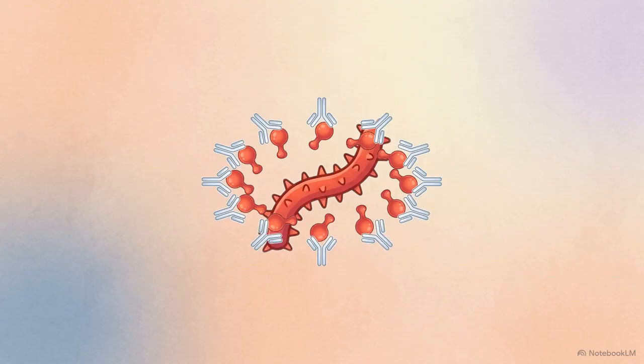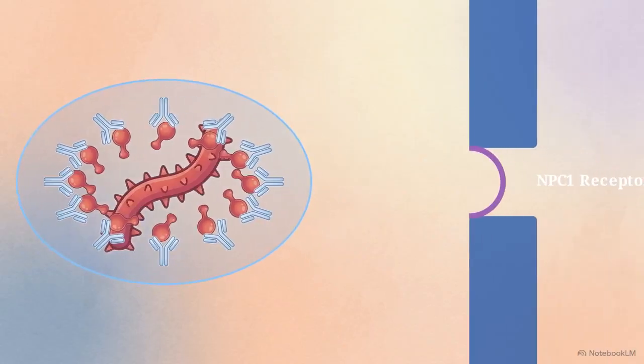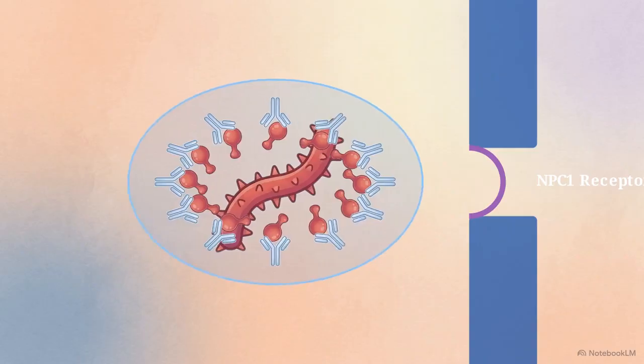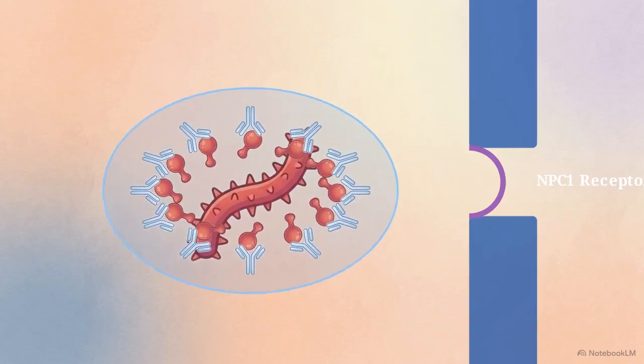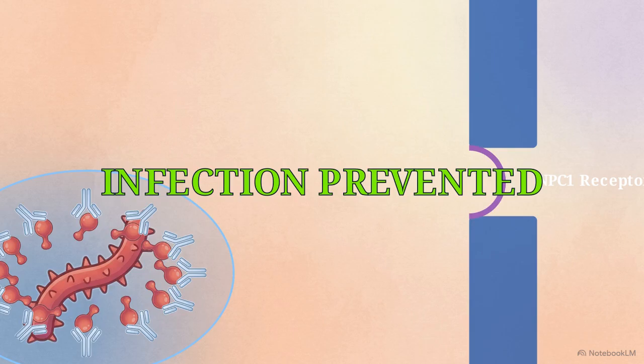They physically coat the virus, acting as a molecular shield that prevents the virus from interacting with cellular surfaces. Because the virus's surface proteins are now blocked, they can never attach to the NPC1 receptors. This halts the hijacking process entirely, preventing the virus from ever entering the cell.